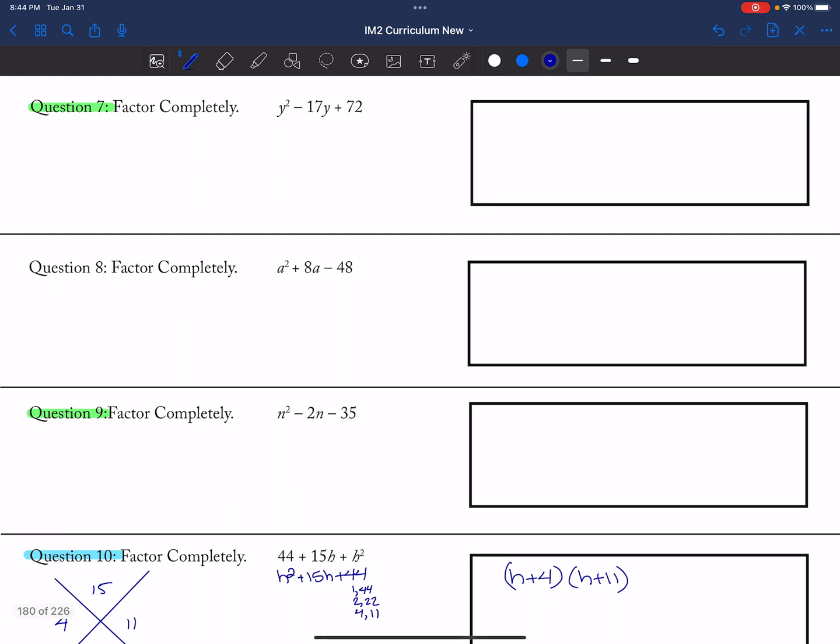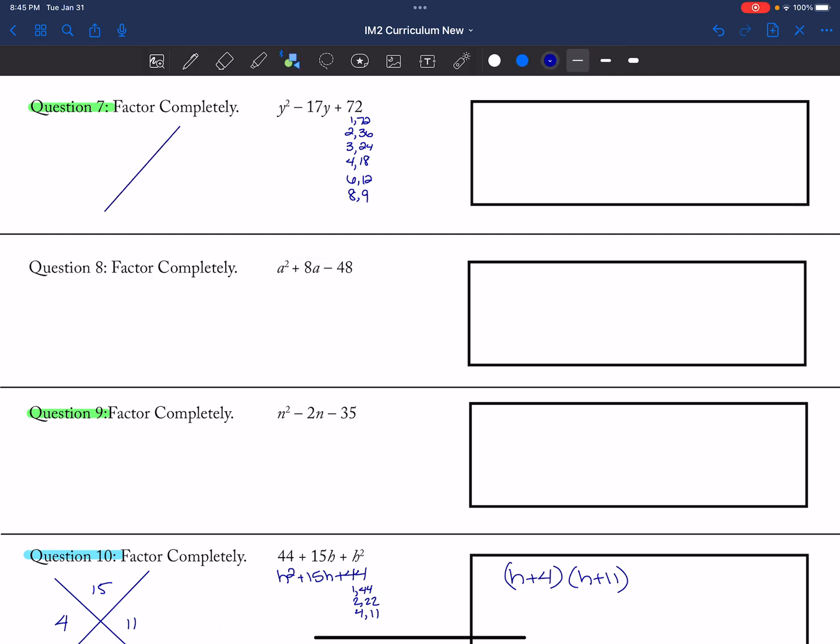Okay. Now, 72. 1 and 72. 2 and 36. 3 and 24. It's getting late. Well, late for me because I'm old. Okay, 4 and 18. 5, no. Oh, wait, 6 works. 6 and 12. And then 8 and 9. Which we want, 8 and 9.